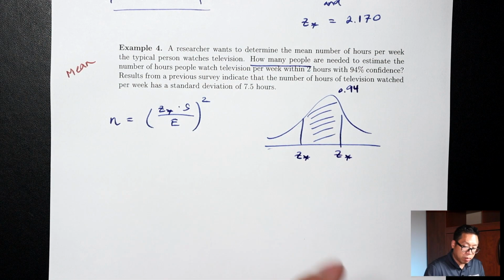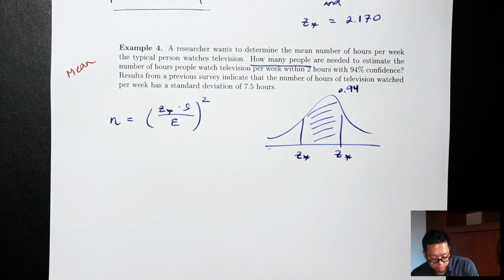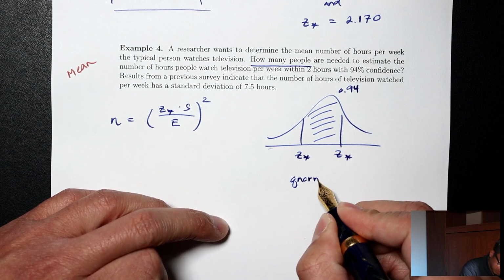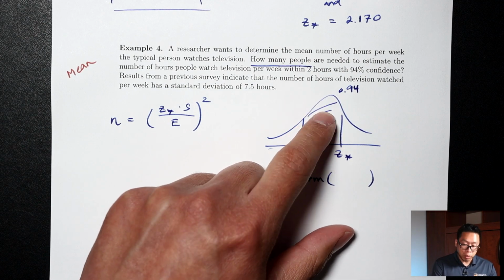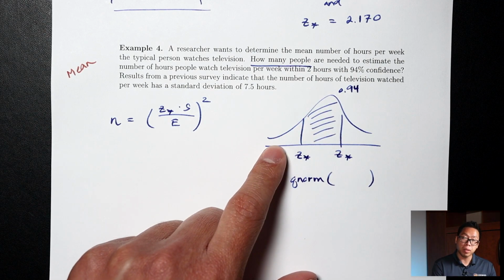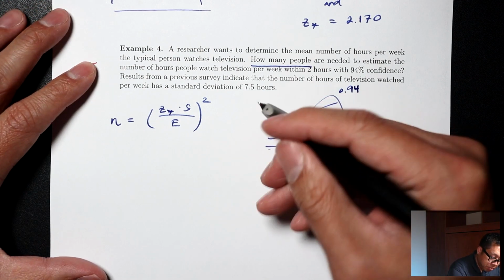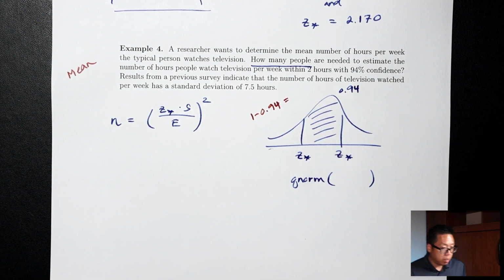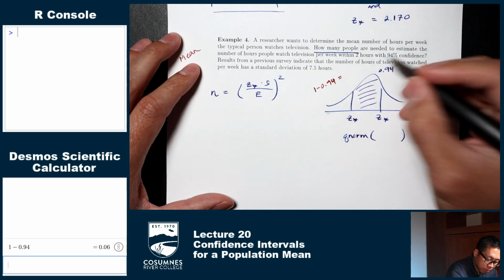If I'm looking for z star, I should be using qnorm. So qnorm, left area. .94 is the shaded area in the middle. I want this left unshaded part. So I'm going to first do 1 minus to get the unshaded part. Okay, 1 minus 0.94 is 0.06.